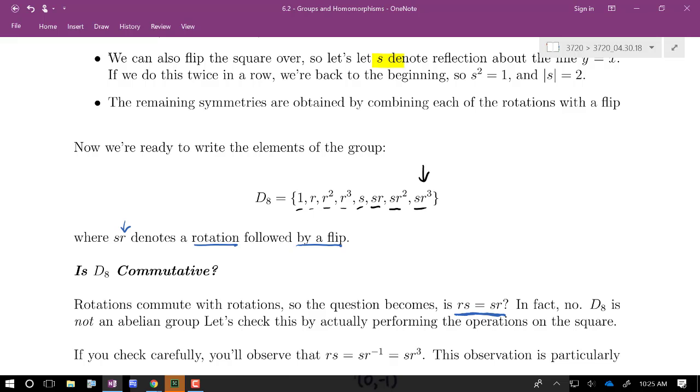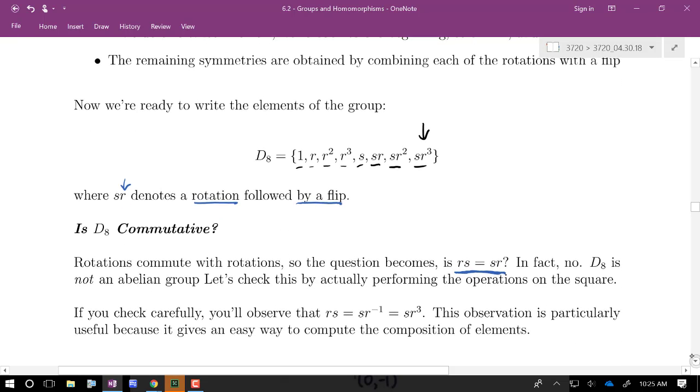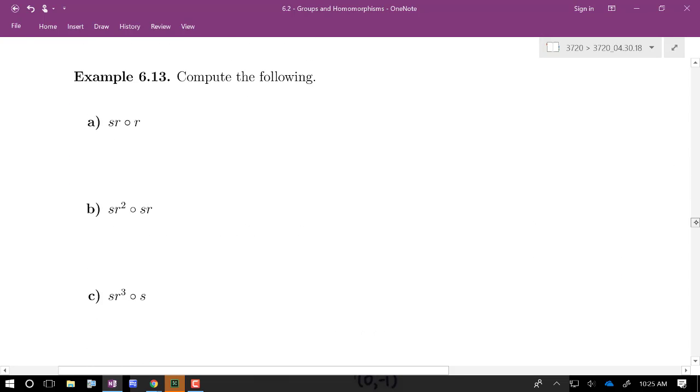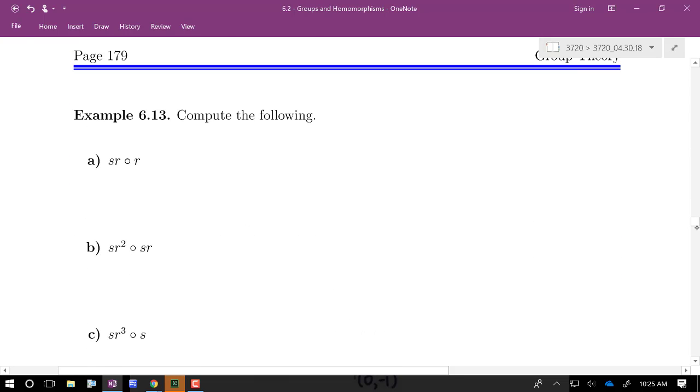This observation, that RS is the same as SR inverse, which is the same as SR cubed, tells us how we can rearrange the order of those operations. Like if I want to put my R's in the front and my S's after, then I can do that. I can flip these as long as I make sure that I swap the R with its inverse. And that's really helpful in finding compositions of elements.